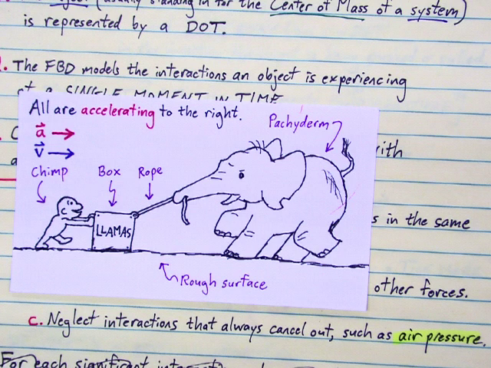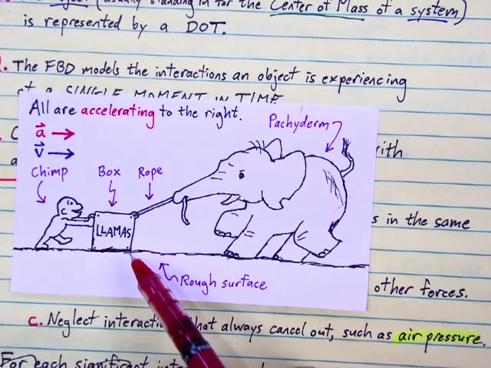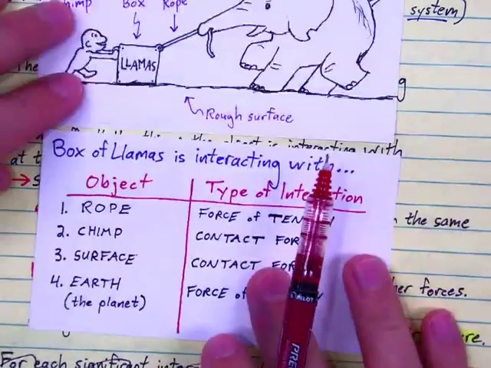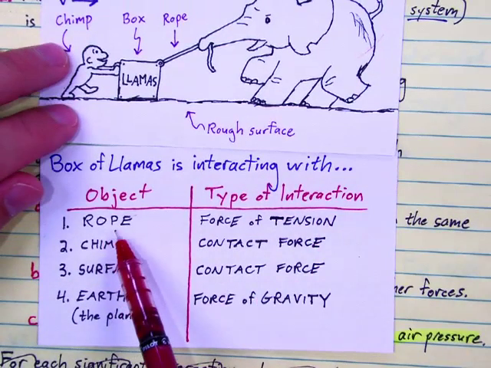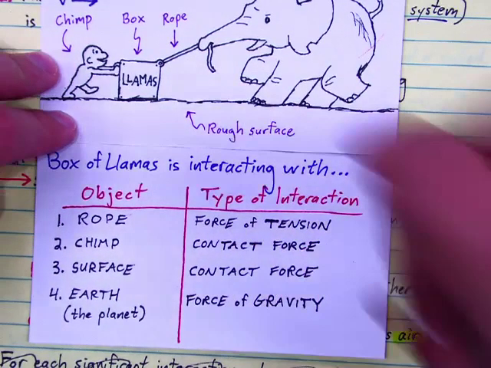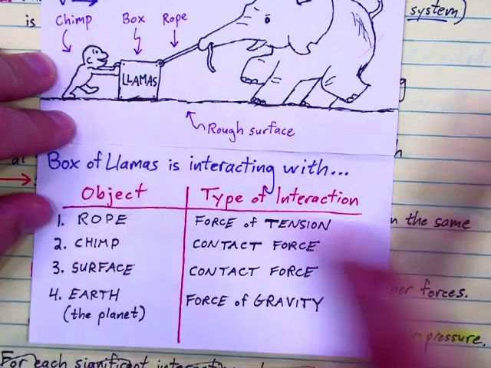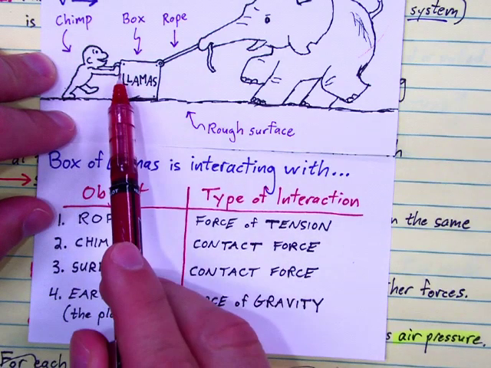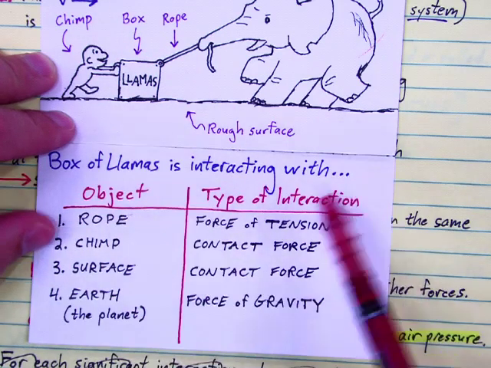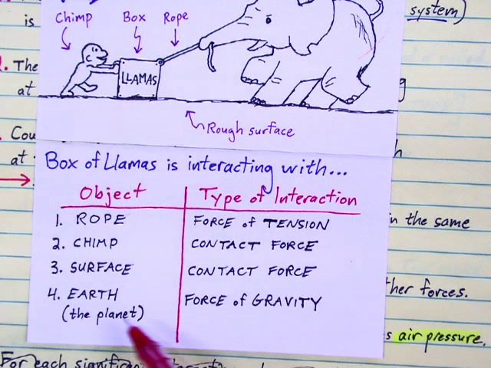Okay, so let's get an inventory of the interactions, the significant interactions that this box of llamas is actually experiencing at this moment. I count 4. The box of llamas is interacting with the rope that it's touching directly right here through a force of tension. If there's a rope or a string or a cable pulling on something, we call that a force of tension. The chimp is pushing on the box to the right, so that's a contact force. This chimp is directly touching the box. The surface down here is also directly touching the box, pushing up on it, and there's also friction between the surface and the box. That's a contact force with the surface. And the fourth one is easy to miss, Earth.